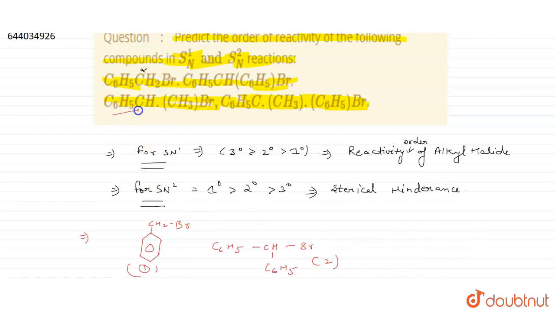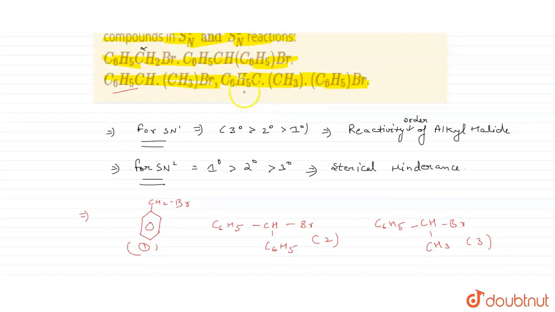Third we have C6H5CH CH3Br. I hope you can easily draw the molecular structure of these compounds. So we have the third structure like this.